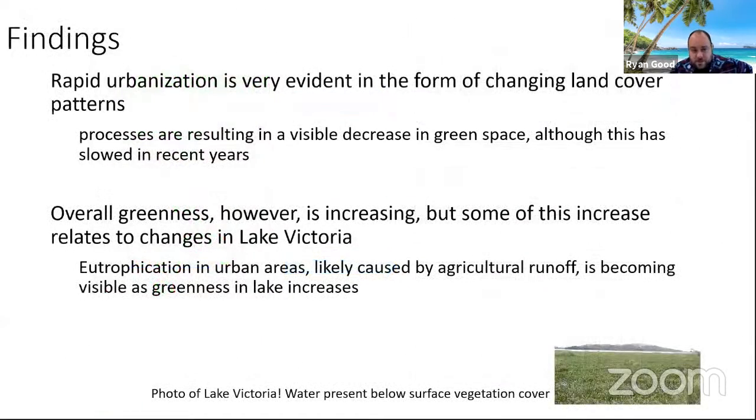The findings of this paper conclude that rapid urbanization is very evident on the landscape level as changing land cover patterns are observed. And overall greenness is increasing, but some of this is changes in the lake itself, such as in that image you can see where there's complete vegetative cover on the surface of the lake.